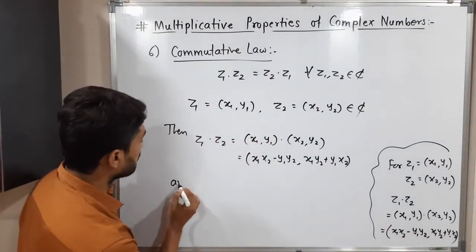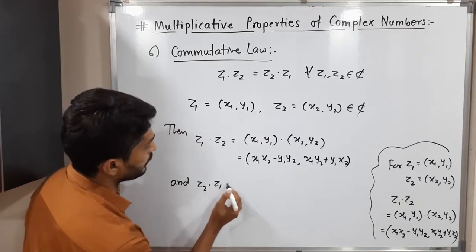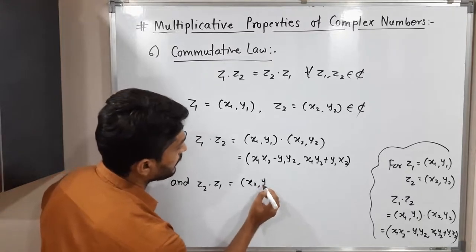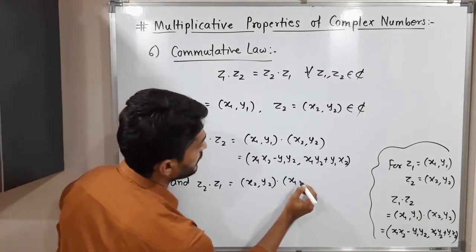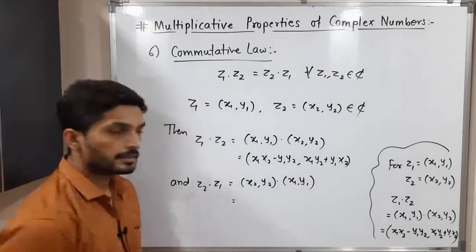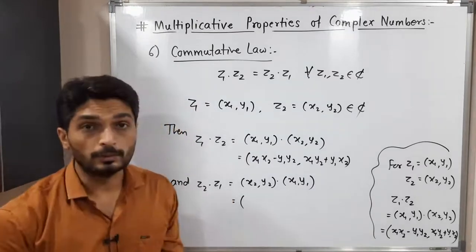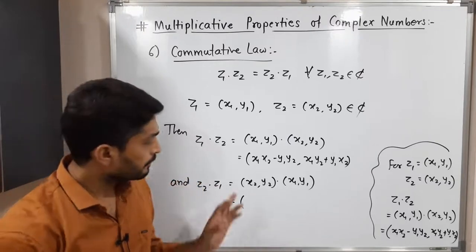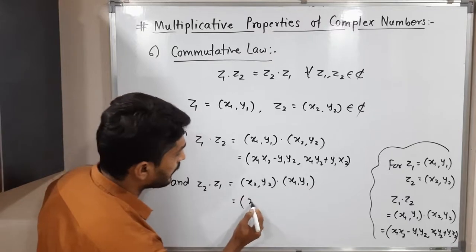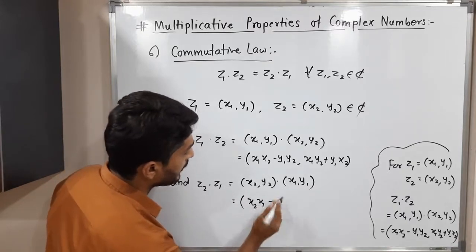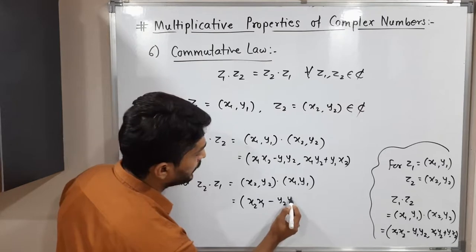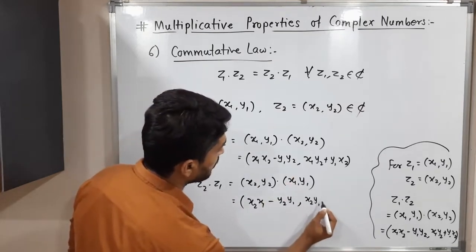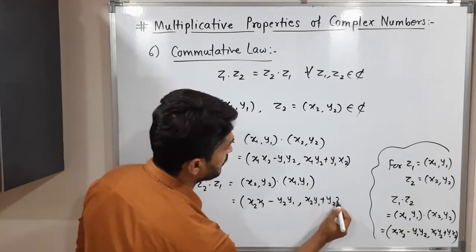And let me find z2 into z1. Okay, so we have to put efforts to find it. So z2 is (x2, y2), right? And z1 is (x1, y1). Okay, let us take their product. So you know the rule. I will simply follow the rule and we will try to find its value. Our rule says first into first, that means we'll have x2 x1, minus second into second y2 y1, comma, now first into second, that means x2 y1 plus second into first y2 x1.